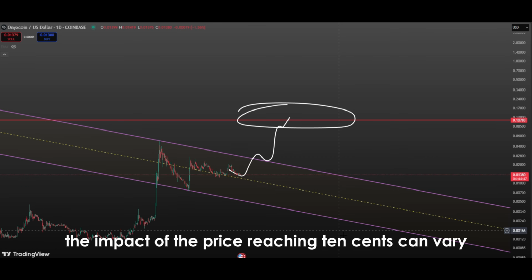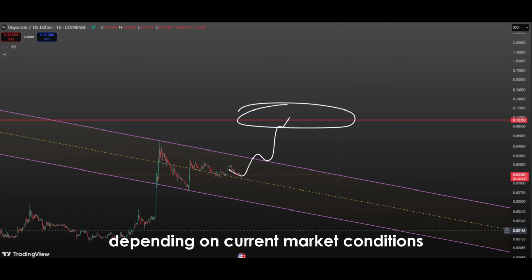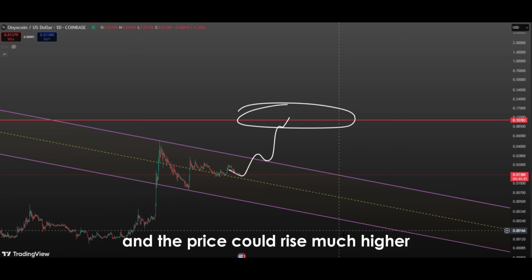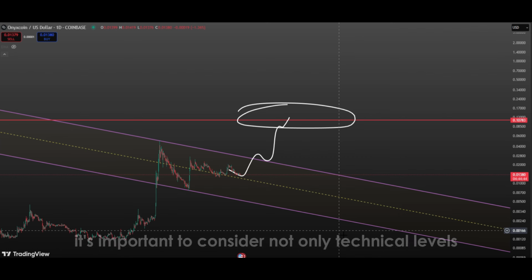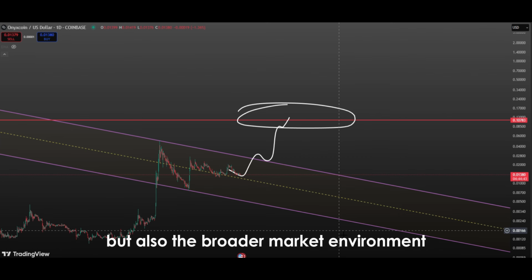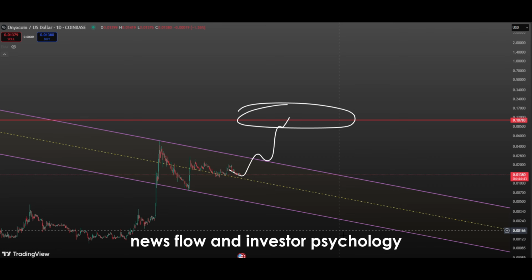The impact of the price reaching 10 cents can vary depending on current market conditions. If the overall market is in an uptrend, this level could be broken more easily, and the price could rise much higher. But if the market is generally weak, this level could become a strong barrier that remains unbroken for some time. Therefore, when approaching such targets, it's important to consider not only technical levels, but also the broader market environment, news flow, and investor psychology.